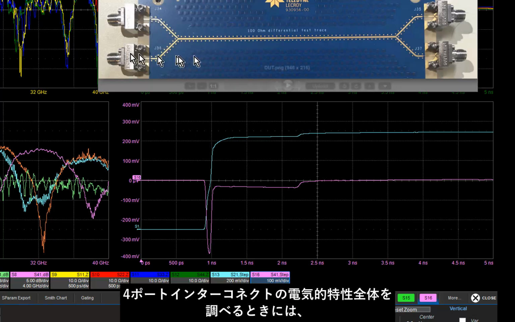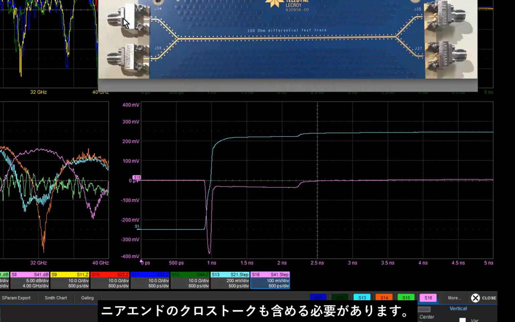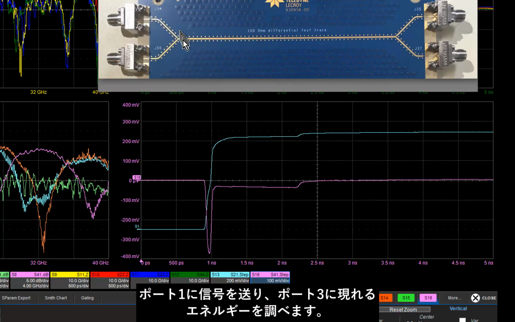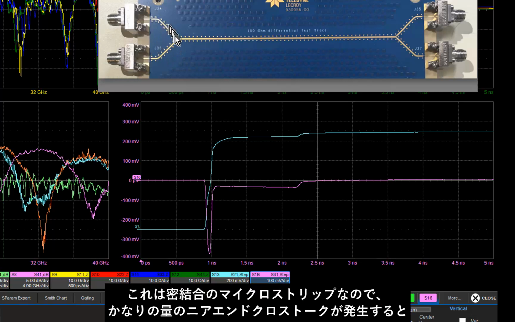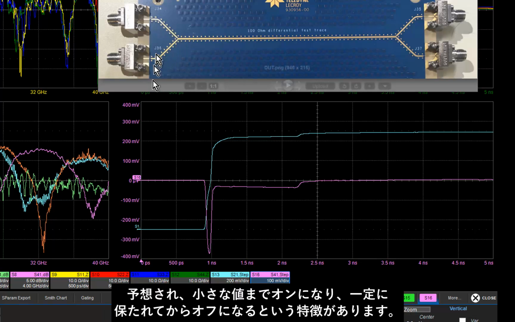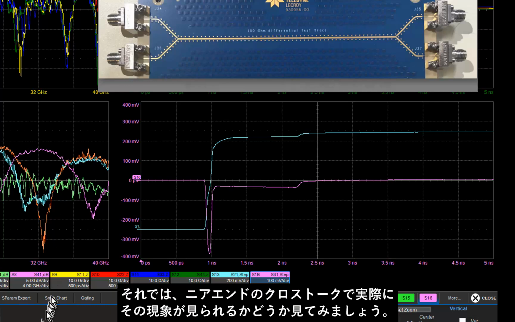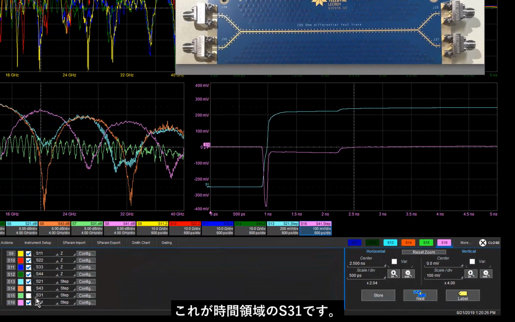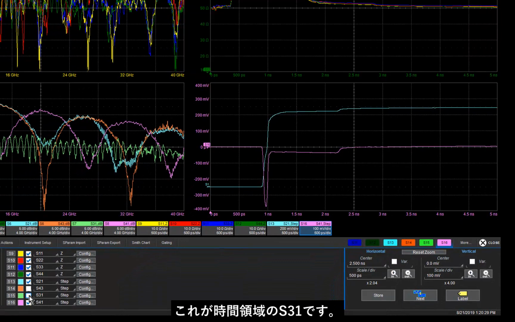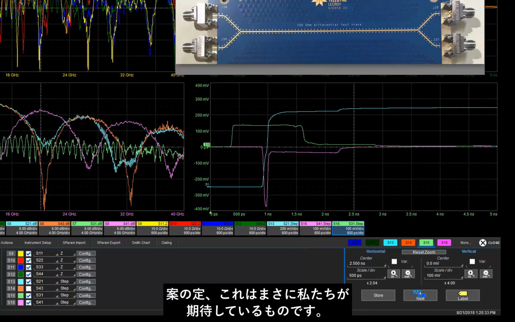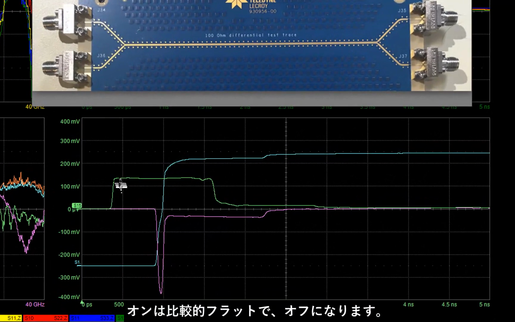When we look at the complete electrical properties of our 4-port interconnect, we have to also include the near-end crosstalk. We send a signal into port 1, we look at the energy appearing in port 3. Because it's a tightly coupled microstrip, we would expect to see a considerable amount of near-end crosstalk. And its signature will be turning on to a small value, remaining constant, and then turning off. Let's look and see if in fact we see that in the near-end crosstalk. So that's S31 in the time domain. And sure enough, here is exactly what we expect to see. It turns on, it's relatively flat, and it turns off.